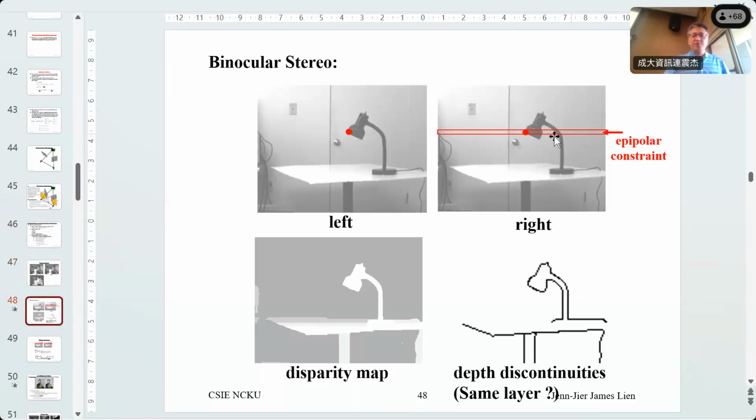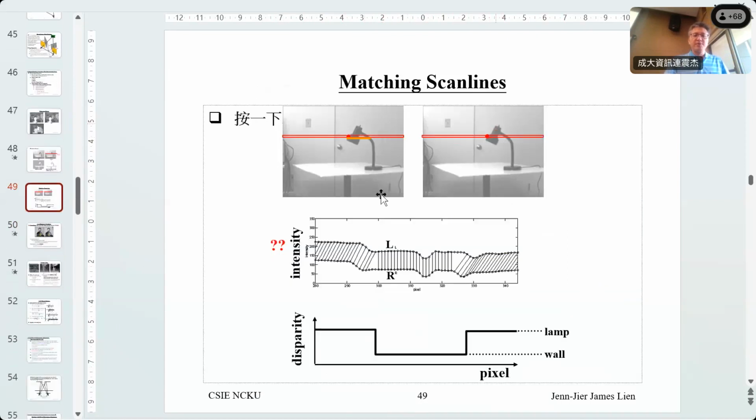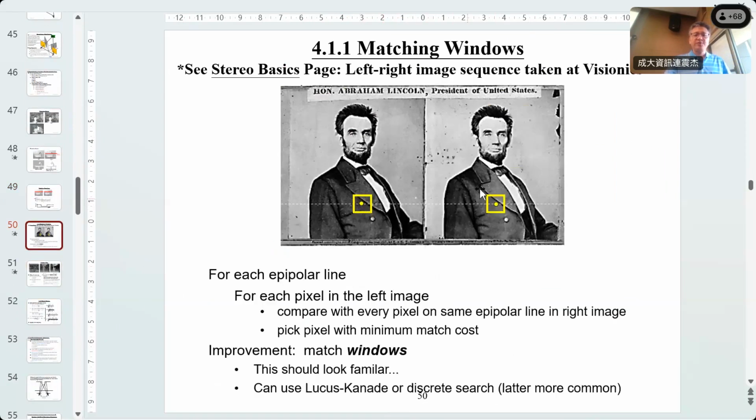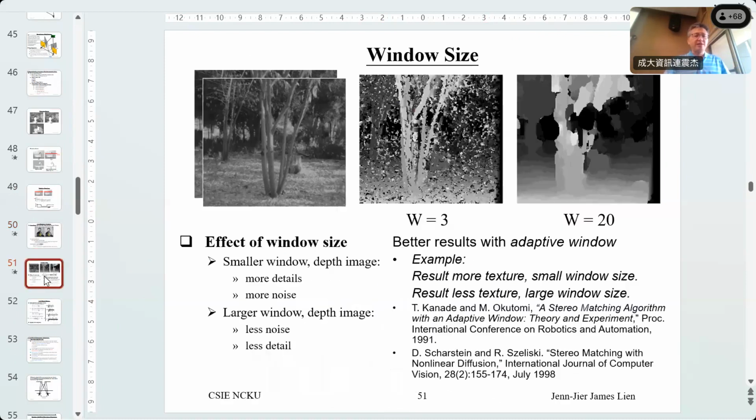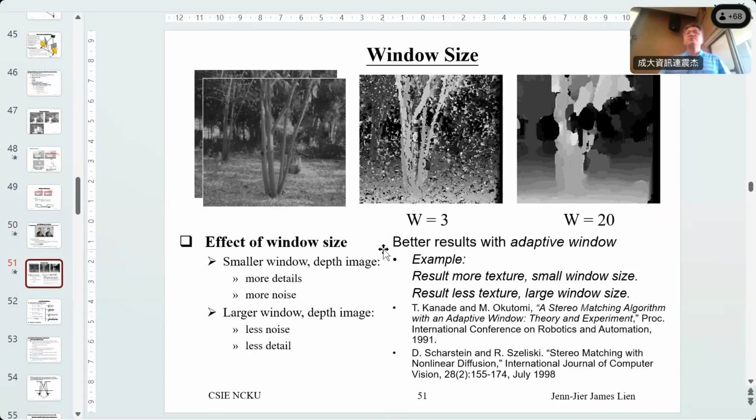So we try to find the corresponding point. This one, the same, we try to find the corresponding point. So how can we find the corresponding point? Based on this epipolar line. So we have two things.